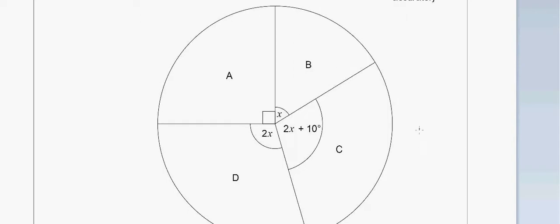Okay, so we look at it and we see what information we know. Well, we know A is 90 degrees of the circle. So B, C and D add up to the remaining 270 degrees, because 90 from 360 gives us 270. So x plus 2x plus 10 plus 2x will equal 270 degrees.